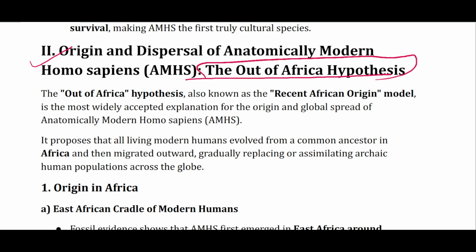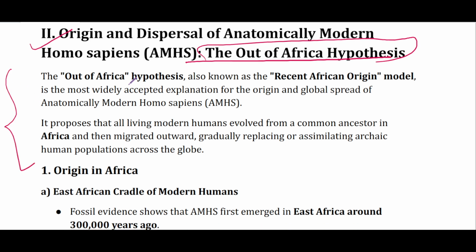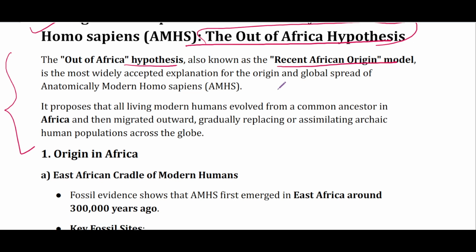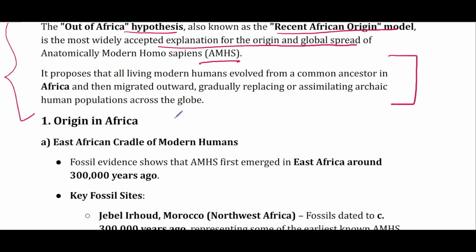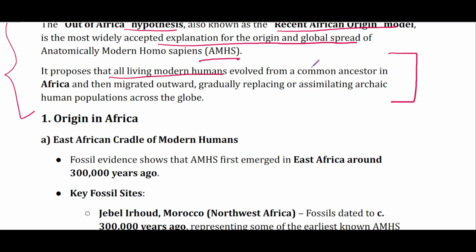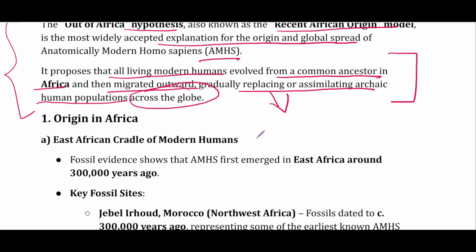First, the out of Africa hypothesis. So this hypothesis, also known as the recent African origin model, is the most widely accepted explanation for the origin and global spread of AMHS. This hypothesis proposes that all living modern Homo sapiens evolved from a common ancestor in Africa, then migrated outward, gradually replacing, assimilating and outcompeting other archaic Homo populations living across the globe. So this assimilation is talking about Neanderthals and Denisovans.